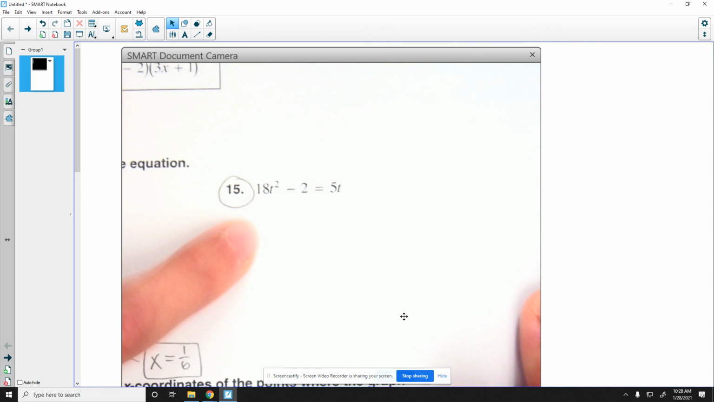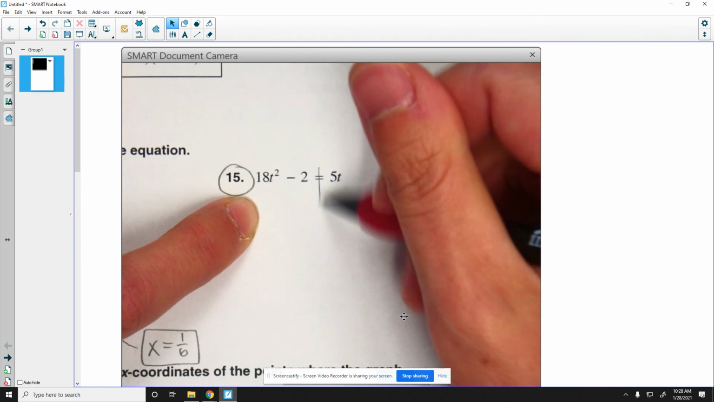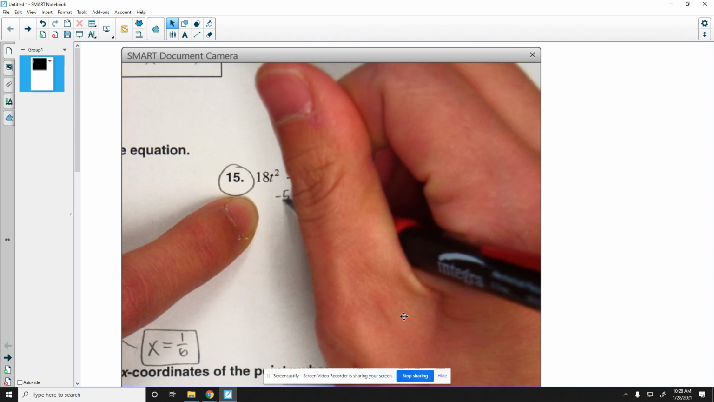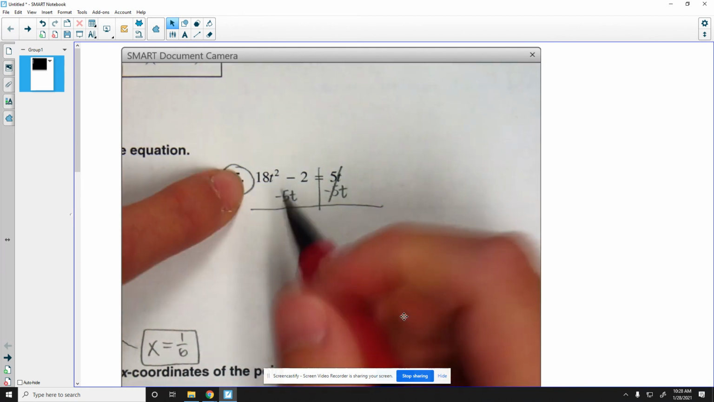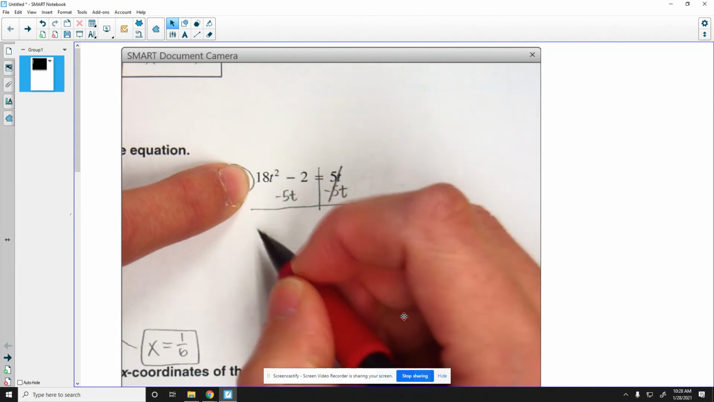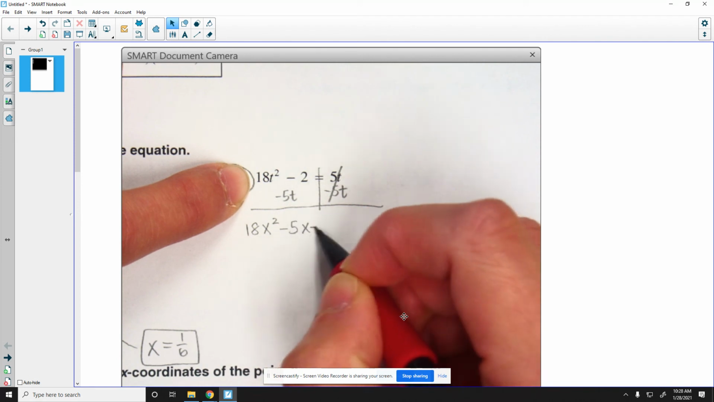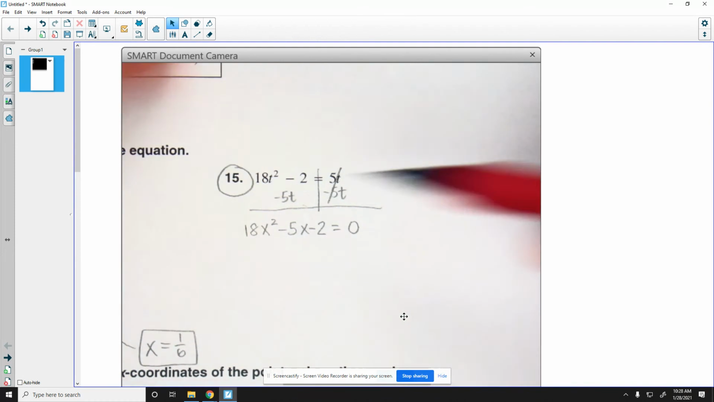Okay, number 15, I'm not going to do with you, but before you solve, before you factor, what's the first thing you have to do? Yeah, do you see how before you do anything, everything has to be on the correct side? When I write this though, don't write 5t at the end because that's not in standard form. You would write 18 x squared minus 5x minus 2, right? You have to stick it in the center so that it's in standard form, okay?